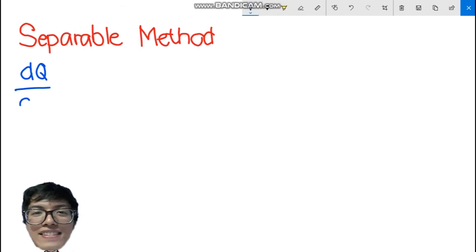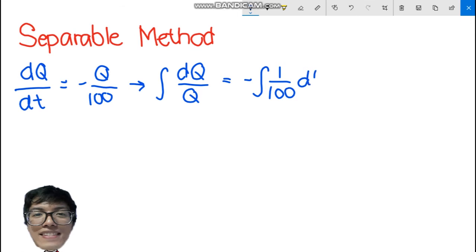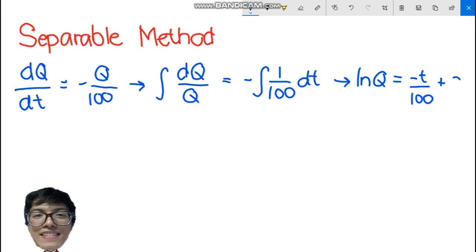We separate Q to the 100 and the dt from the dQ, and integrate it, and we'll get the integration of dQ over Q equal to negative integration of 1 over 100 dt. Then integrating it, we get ln of Q equal to negative t over 100 plus C. Next, we will apply the exponential, so we will get Q equal to C e to the negative t over 100.